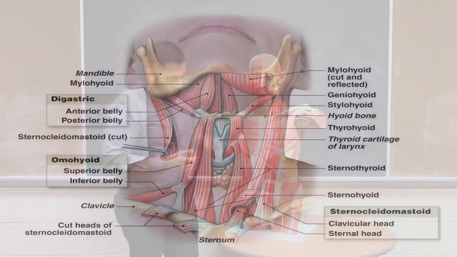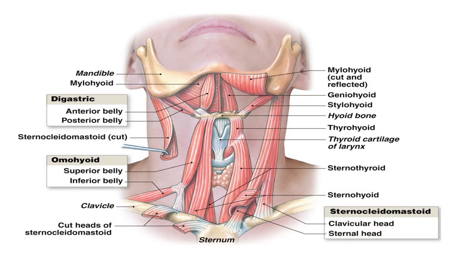Now, as you can see in the picture, we have also the digastric, which is the anterior and posterior belly. That helps with depression of the mandible, so opening the mouth. You also have the omohyoid, the superior and inferior belly. That's on the left of the picture. That helps with, again, depression of the hyoid bone.